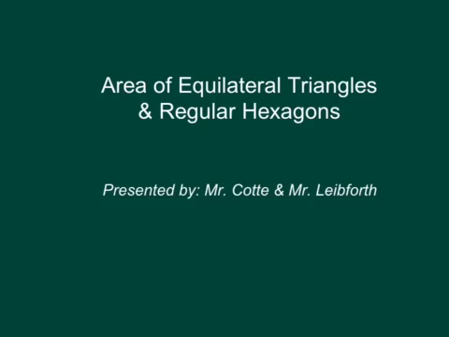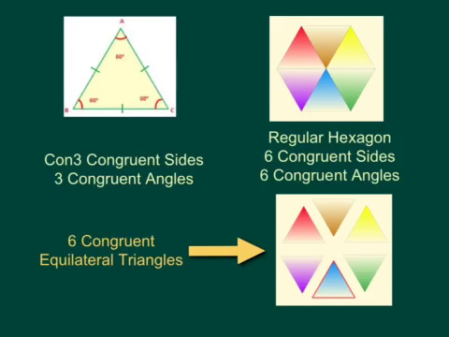We're going to talk about area of equilateral triangles and regular hexagons, presented by Mr. Cote and Mr. Leadforth. Okay, so just a quick introduction to the shapes. You probably want to draw these out. The first shape up here in the upper left hand corner is what we call the equilateral triangle. An equilateral triangle, if you remember, has 3 equal sides and 3 equal angles. Should be saying congruent, I guess.